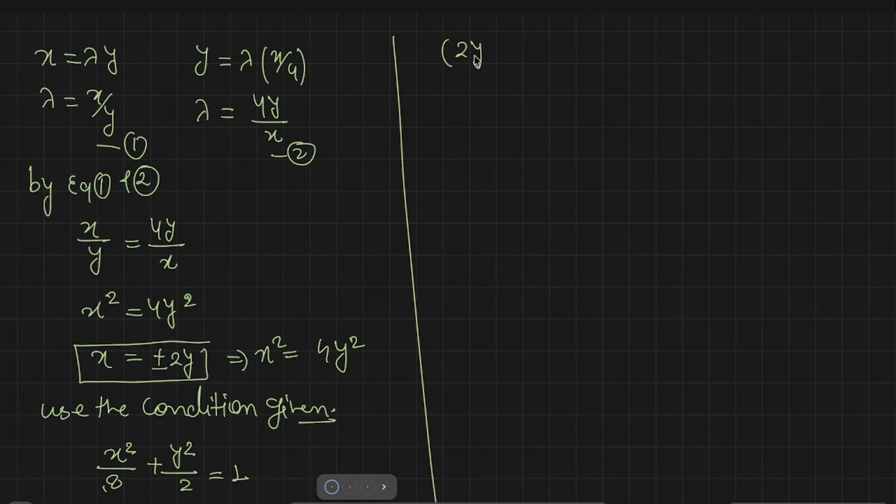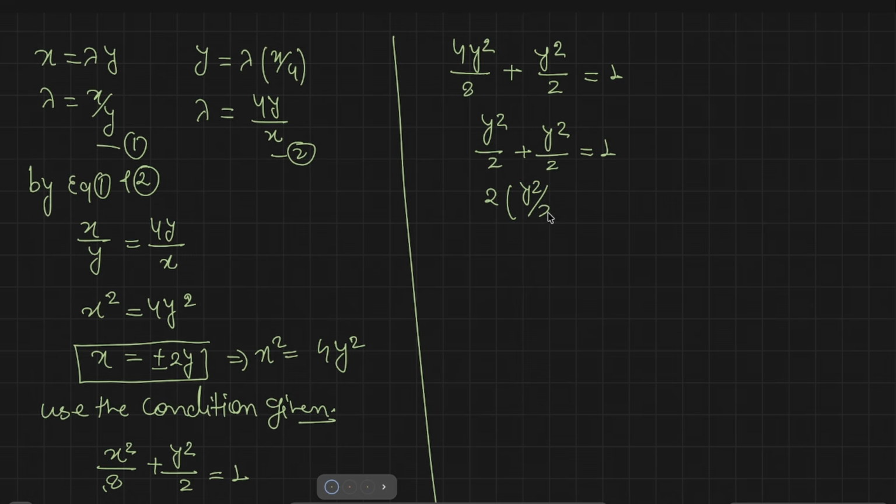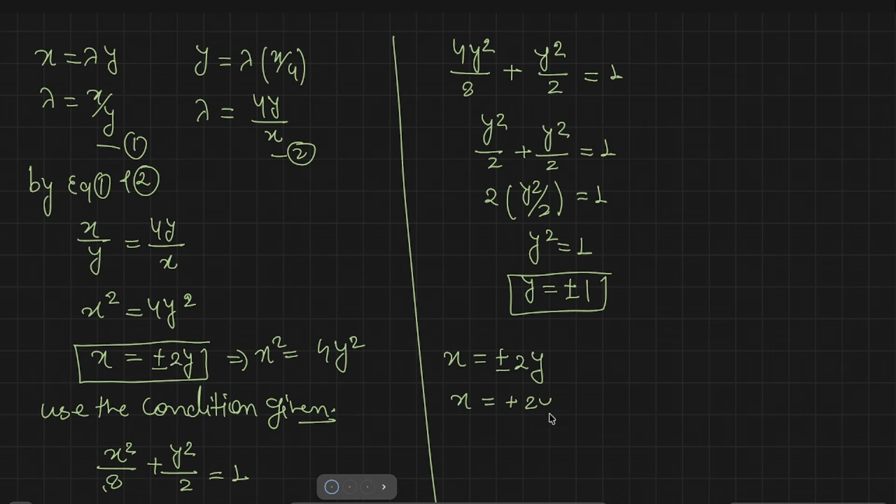So you can write directly 4y square upon 8 plus y square upon 2 is equals to 1. When you simplify this, you get y square upon 2 plus y square upon 2 is equals to 1. So this is basically twice of y square upon 2 is equals to 1. So from here y square is equals to 1. It means y is equals to plus minus 1. So x is equals to plus minus 2y. It means x is equals to plus 2y or x is equals to minus 2y.